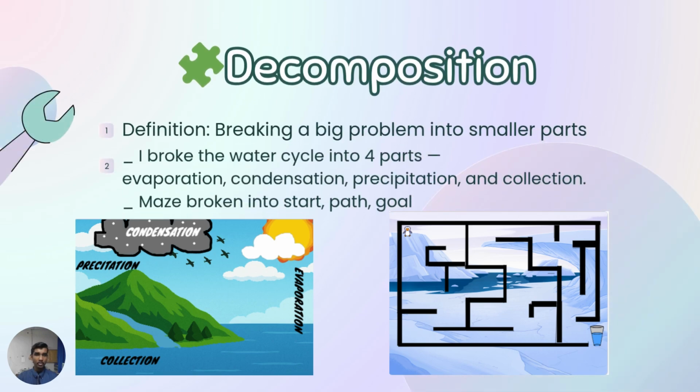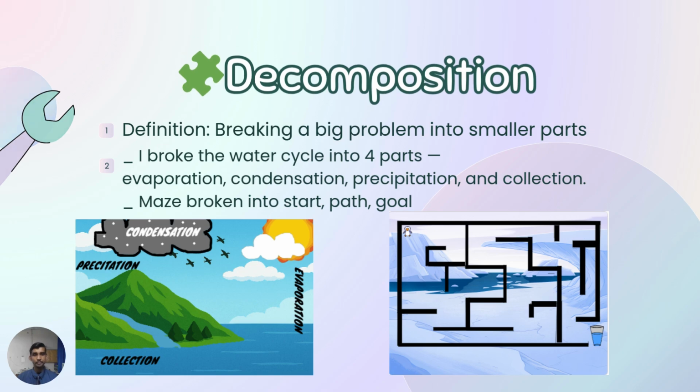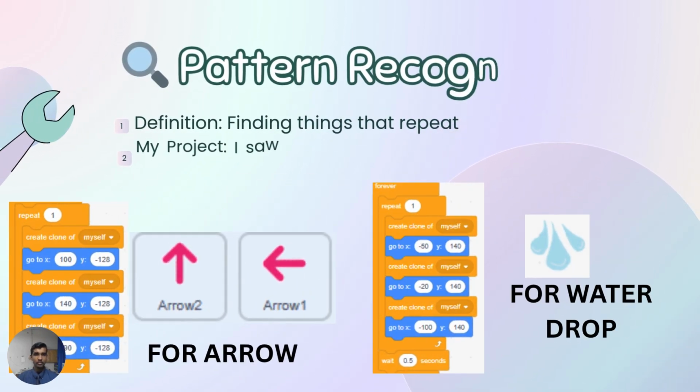Okay, first of all, decomposition. The definition is breaking a big problem into smaller parts. The water cycle is a complex topic, so I broke the water cycle into four parts: evaporation, condensation, precipitation, and collection. So it is easy for me to code each one differently, and it also helps students to understand each one differently. For the maze game, I broke it into start, path, and goal.